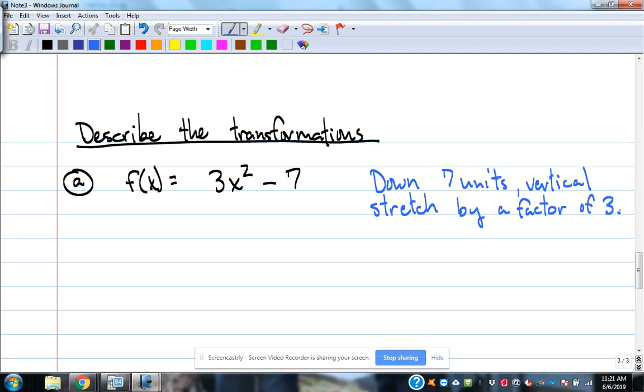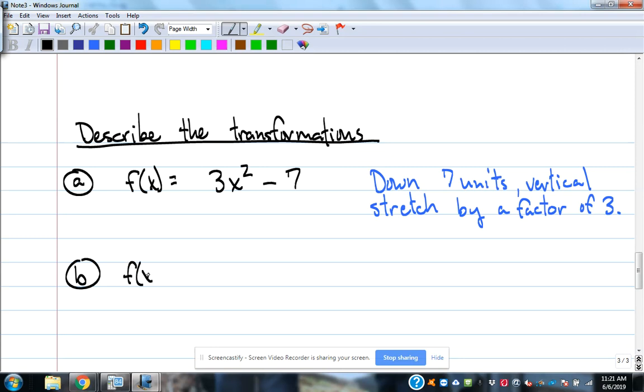What multiplier are you multiplying by? If you multiply by 2, it's a different kind of stretch than if you multiply by 3, right? Because they're different amounts. So 3 obviously stretches it more than 2 does. So you just say by a factor of, and then put the number. It's really an easy idea there. All right, let's look at this one.